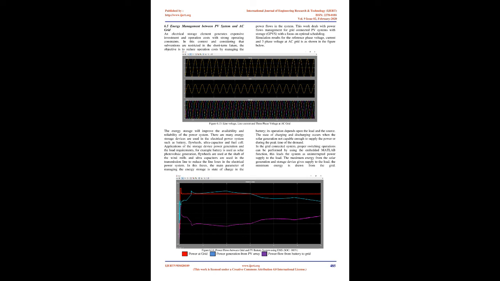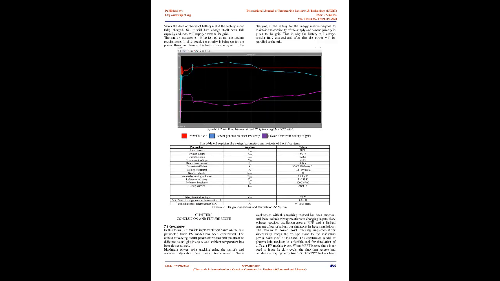6.5 Energy management between PV system and AC grid. An electrical storage element generates expensive investment and operation costs with strong operating constraints. In this context, and considering that subventions are restricted in the short-term future, the objective is to reduce operation costs by managing the power flows in the system.